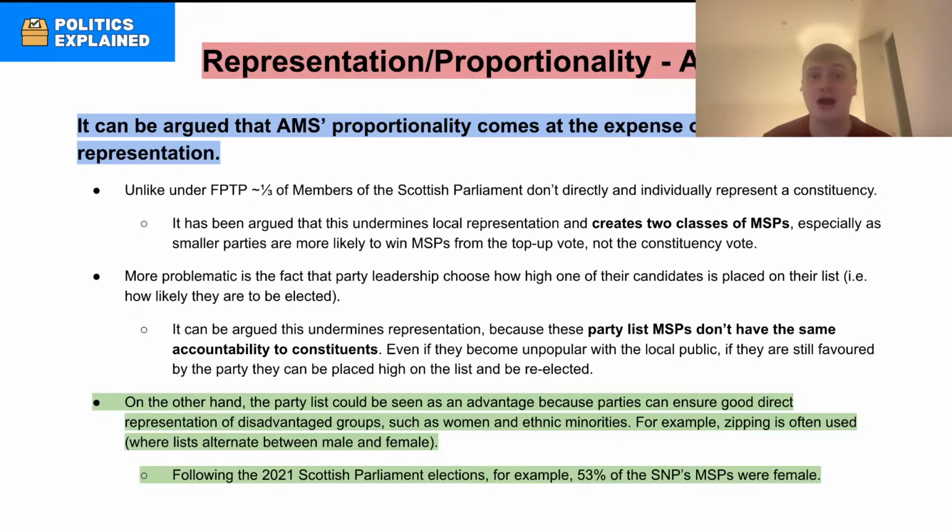On the other hand, we could argue that this also brings benefits to the party list, as often parties can ensure good descriptive representation of disadvantaged groups through this. For example, they'll often alternate lists between male and female candidates to ensure that there's effective descriptive representation of disadvantaged groups. For example, 53% of the SNP's MSPs were female after the 2021 Scottish Parliament election.